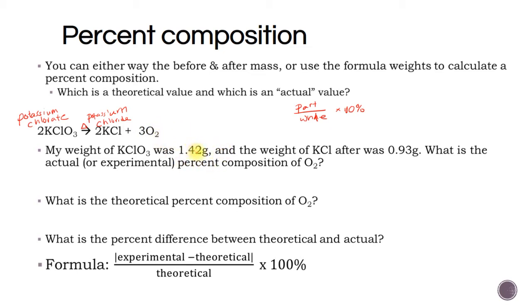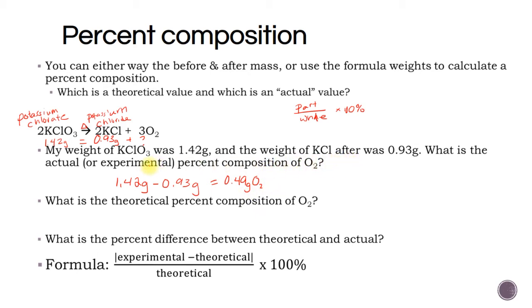If I know how much material I started with, 1.42 grams in the beginning, and I know how much solid I end up with, that's the potassium chloride, 0.93 grams, I can figure out how much oxygen is made just by subtracting, because this weight is going to add up to KCl plus whatever oxygen is. So basically we rearrange this to solve for the question mark, and we have 0.49 grams of O2 that was made.